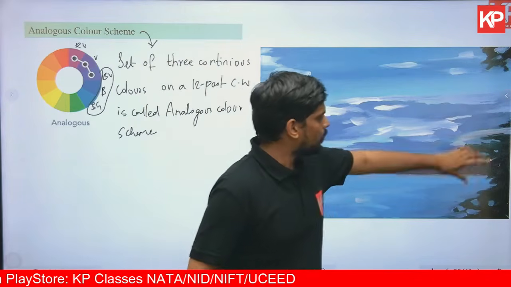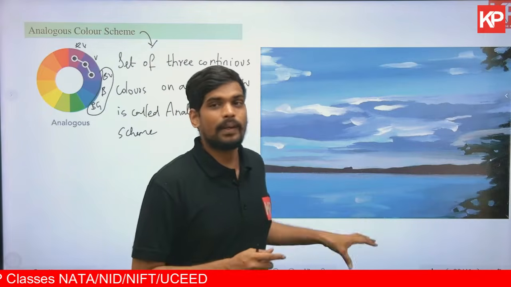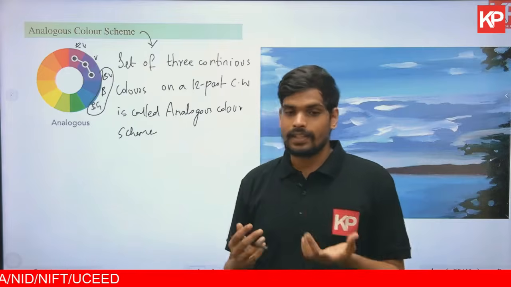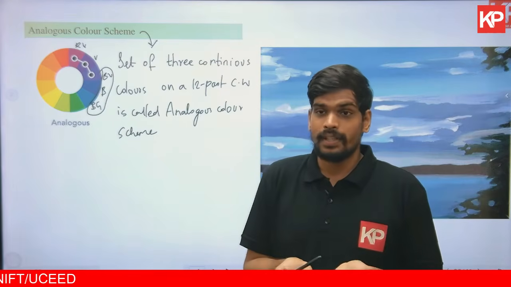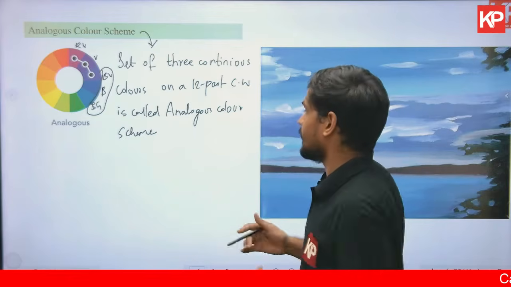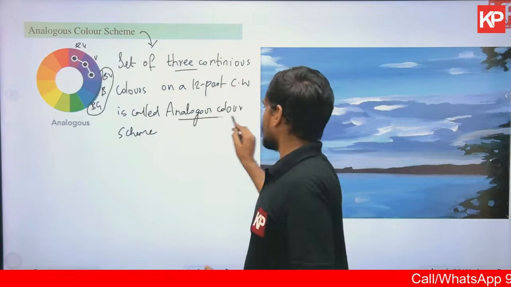Nothing is drastically standing out. If there are some black portions, because they are not within the analogous color scheme, they are standing out, but the remaining part, the ocean, the sky and all, are uniformly distributed in the painting. Nothing is standing out drastically, so there's no focus as such. So a set of three continuous colors on a 12-part color wheel is called an analogous color scheme.